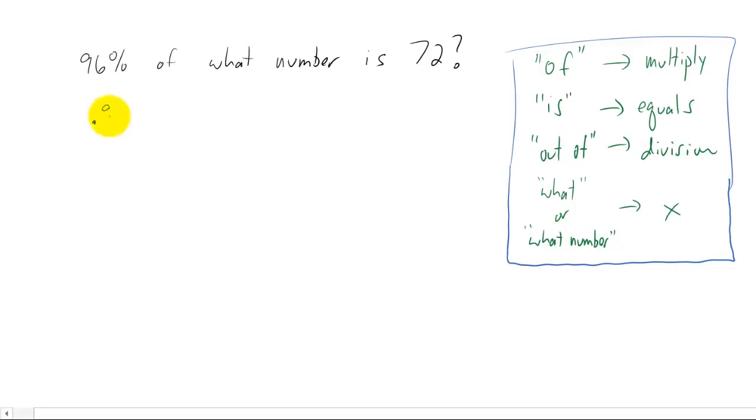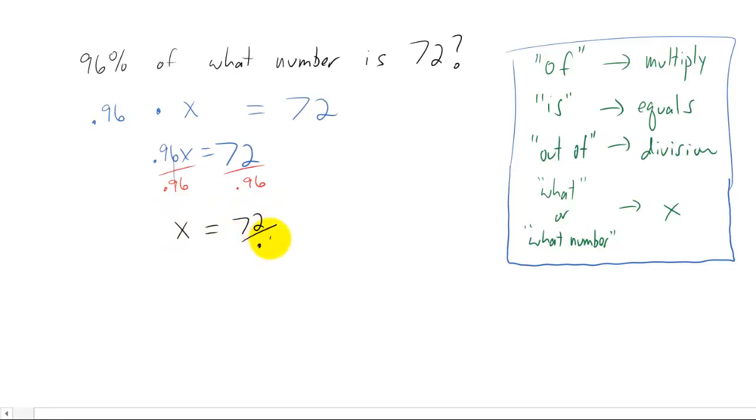So let's do it with this sentence. 96%, we're going to write that as a decimal, 0.96. "Of" is multiplication. "What number" is going to be an x. "Is" is going to be an equal sign, 72. So now we've taken this question and converted it into an equation that we can solve. Typically we would write this as 0.96x equals 72. And then the goal of this equation is to solve for x, which you learned previously in this class. You can solve for x by dividing both sides of the equation by the number in front of x, which in this case is 0.96. The 0.96s cancel on the left side, and you're just left with x equals 72 divided by 0.96.